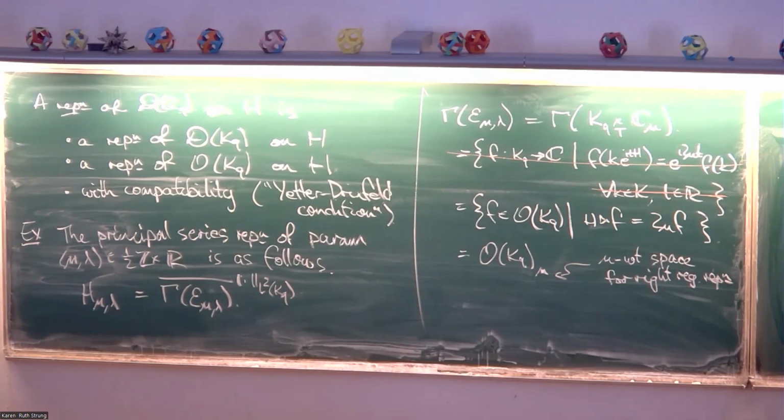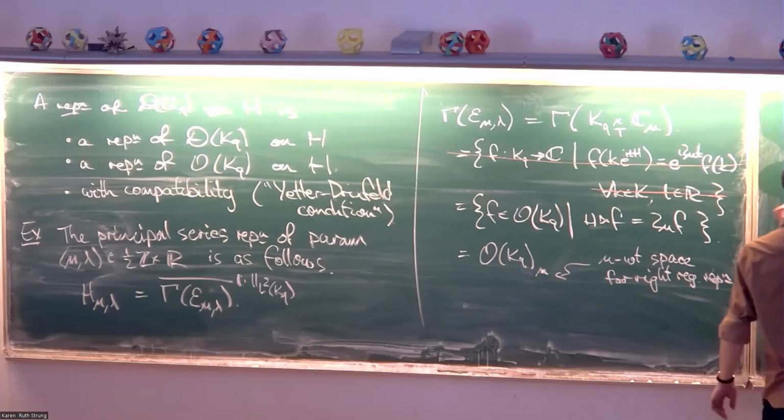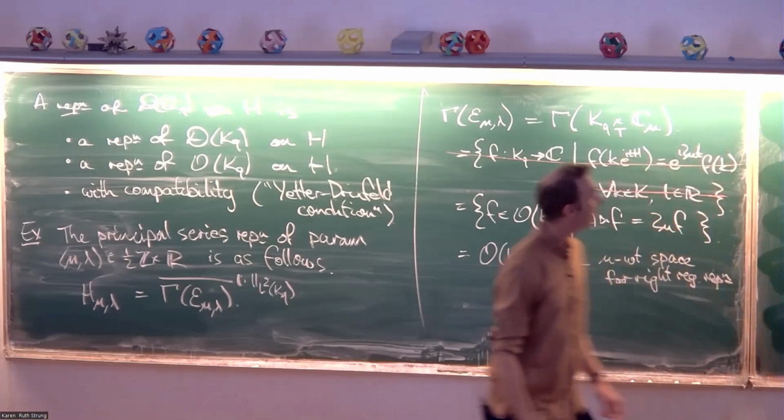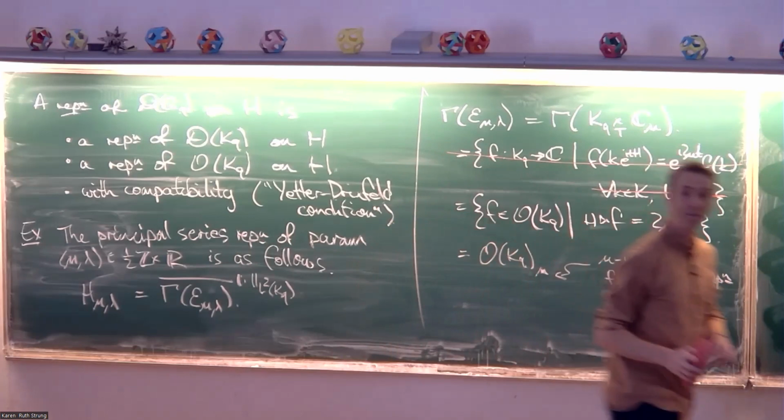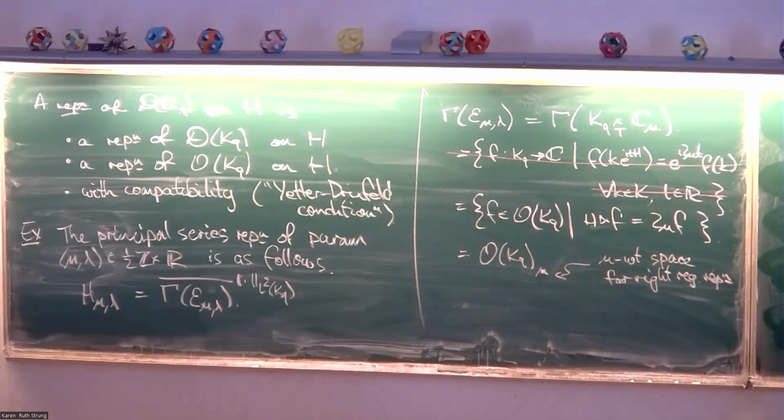Now I need to tell you what the representations are. Oh, yeah, lambda is gone. Thank you. Lambda is gone. Why is lambda gone? Seems unfair. In fact, the Hilbert space on which these representations act is independent of the continuous parameter lambda. It depends only on the discrete parameter. So the Hilbert spaces are independent of lambda, but the representation will depend on lambda, as we'll see shortly.